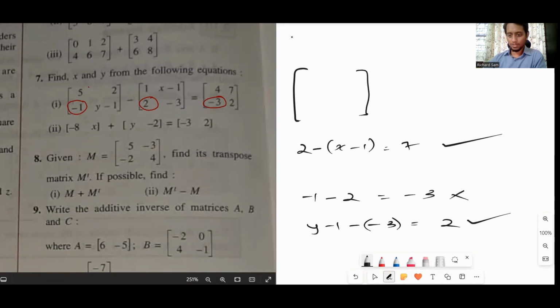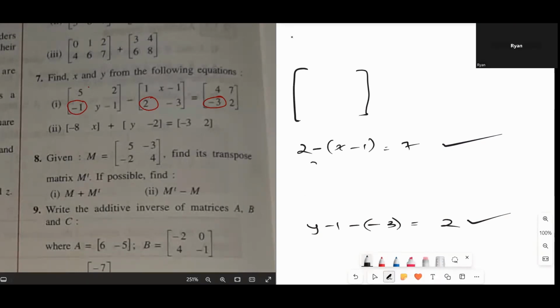So here, if you're finding x, what will this be? So 2 minus, remove the bracket, x plus 1. Because the minus is outside the bracket and this minus, so minus into minus will become plus, is equal to 7. The 2 plus 1, minus x plus 3 is equal to 7. Minus x is remaining as it is, and this is 2 plus 1, which is 3. So 3 minus x is equal to 7.